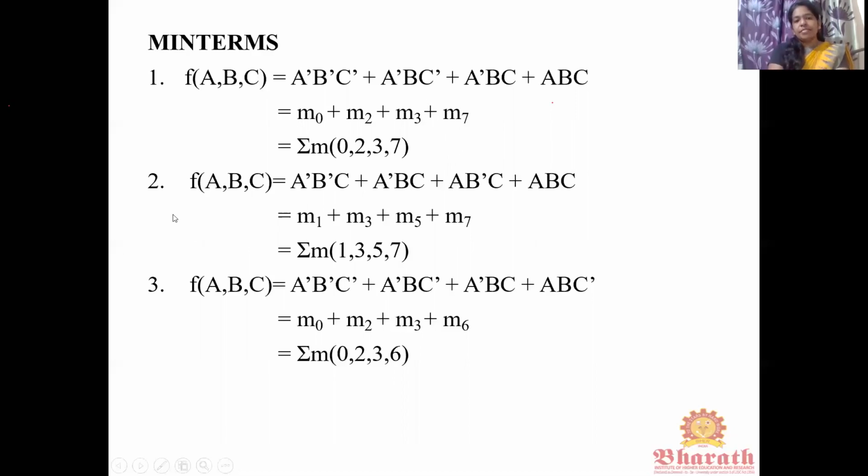For the second, f of A, B, C equals A complement B complement C plus A complement B C plus A B complement C plus A B C. So 0, 0, 1 is 1; 0, 1, 1 is 3; 1, 0, 1 is 5; 1, 1, 1 is 7. So summation small m 1, 3, 5, 7.